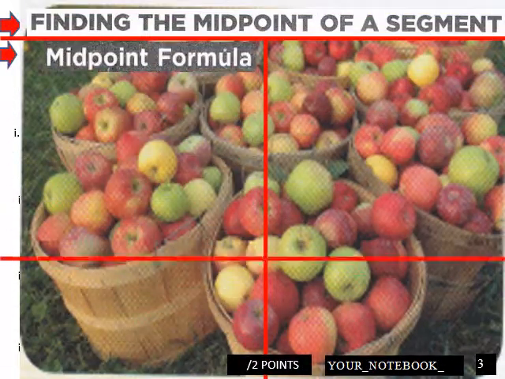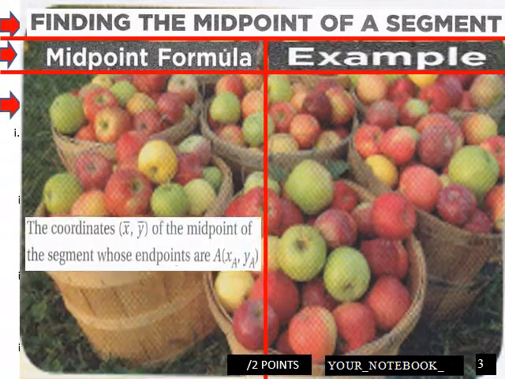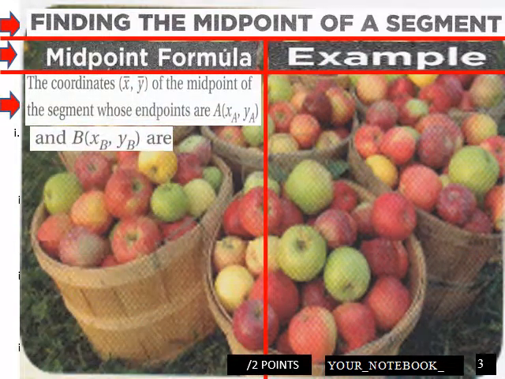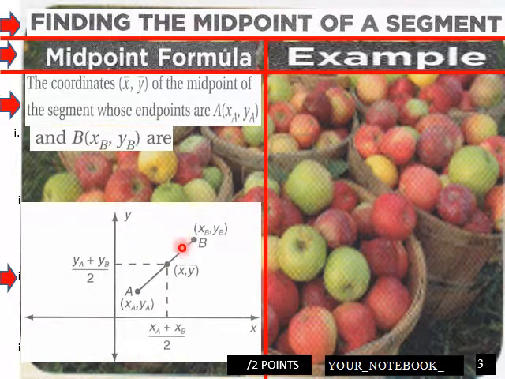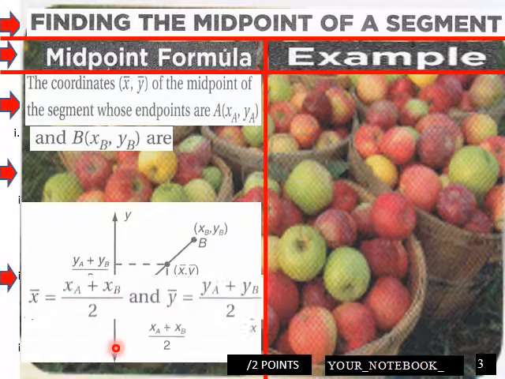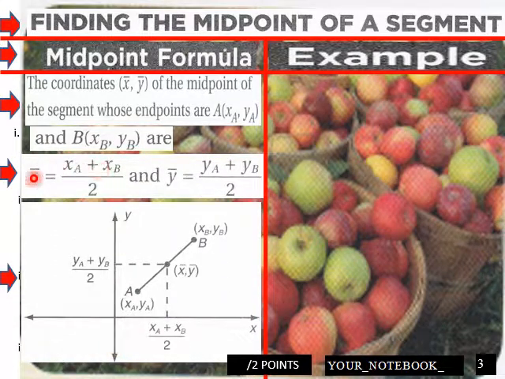Finding the midpoint of a segment. So, the midpoint formula gives the coordinates x and y of the midpoint of the segment whose endpoints are (xa, ya) and (xb, yb). Here's an example of the midpoint formula and the rationale behind the formula. Here is the formula: the midpoint of x is xa plus xb over 2. Same thing for y.